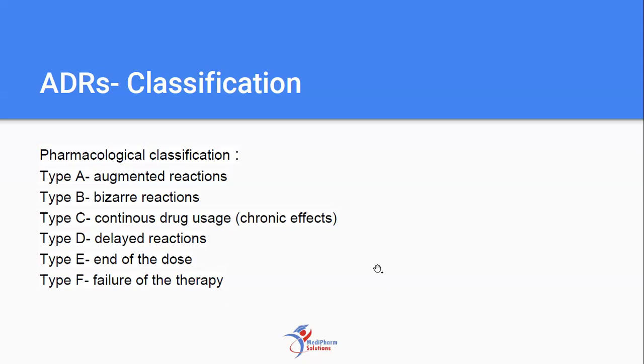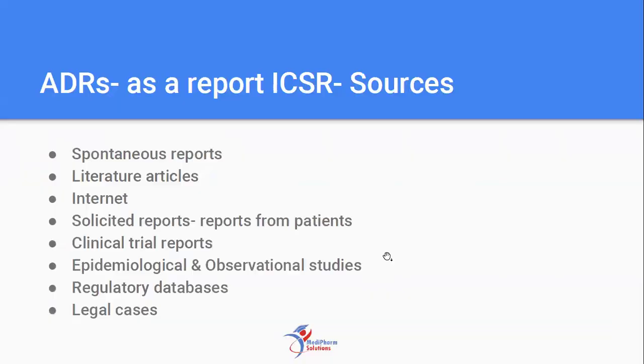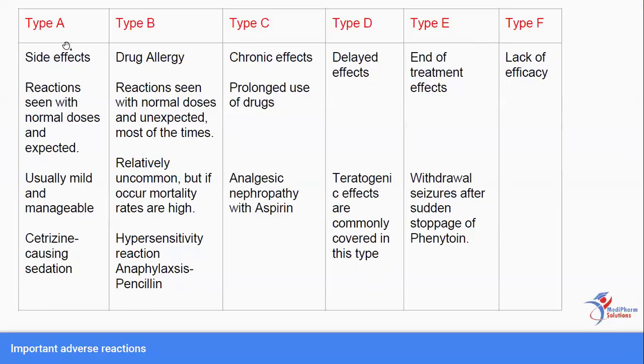And this is very much important because you should know where pharmacovigilance plays a major role in this classification. So type A reaction means this we can expect and this happens in normal doses. Okay. And the adverse effect that we are going to get is mild and manageable.